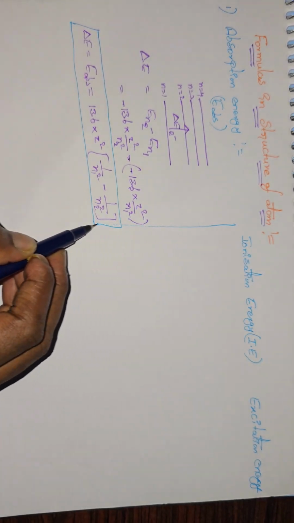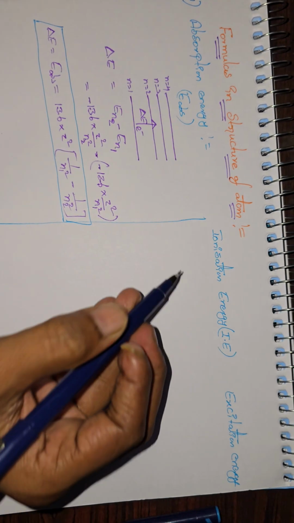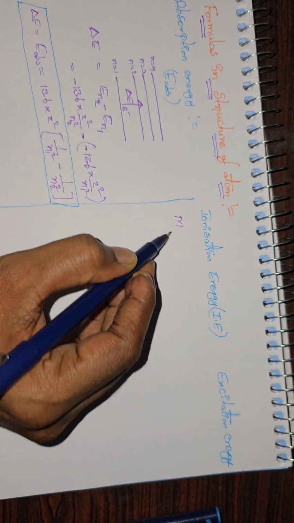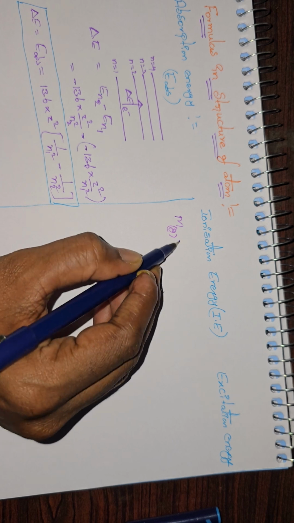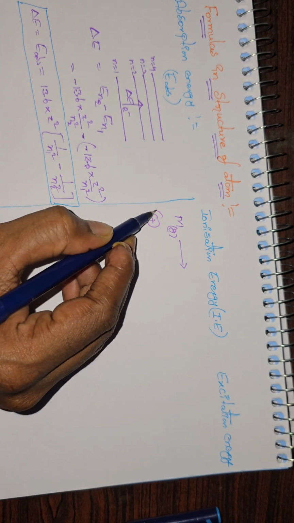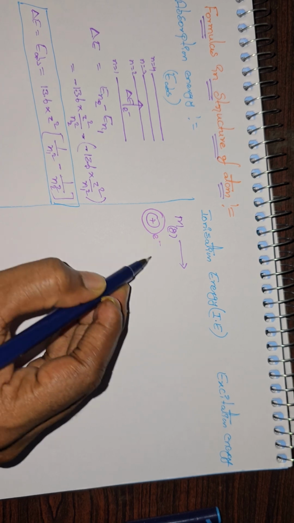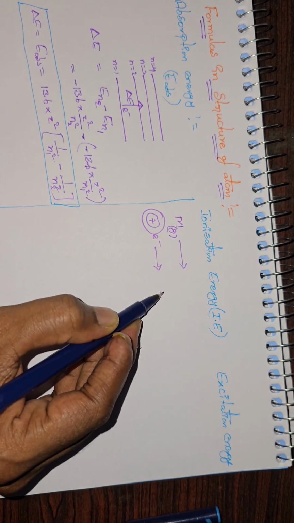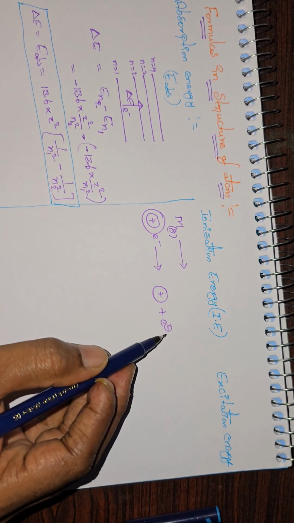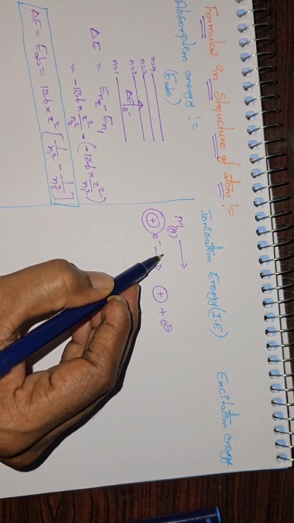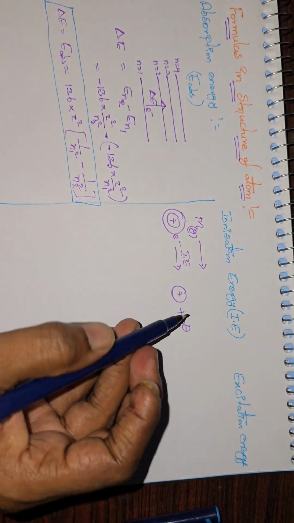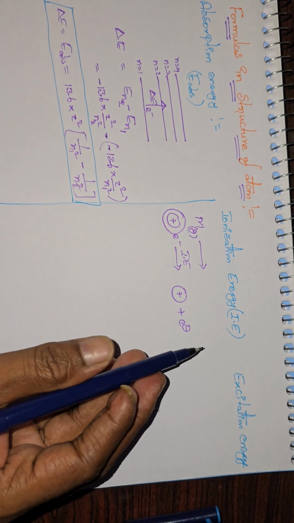Next, ionization energy. What is the formula? What is the definition of ionization energy? M is a neutral gaseous atom. The amount of energy needed for removal of an electron from its valence shell, that is what we call ionization energy. The electron is completely removed from its valence shell. That is ionization energy. Completely removed means the electron is present at the infinite orbit.